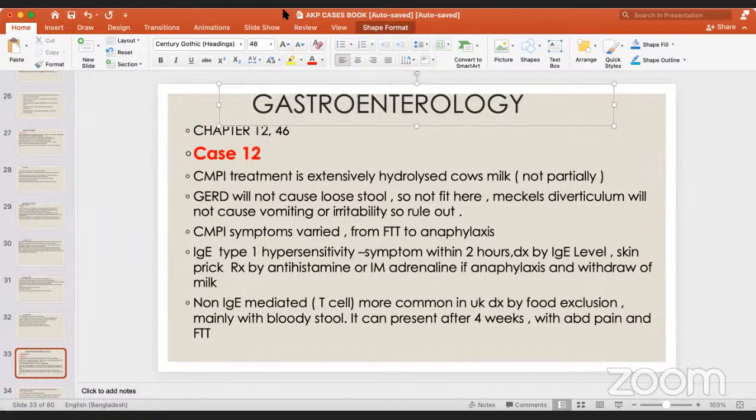Because we already discussed in our yesterday class that lactase intolerance is not so common. It is very, very uncommon. Primary lactase intolerance is very uncommon. What is the cause of secondary lactase intolerance? Can you tell me from the yesterday class?